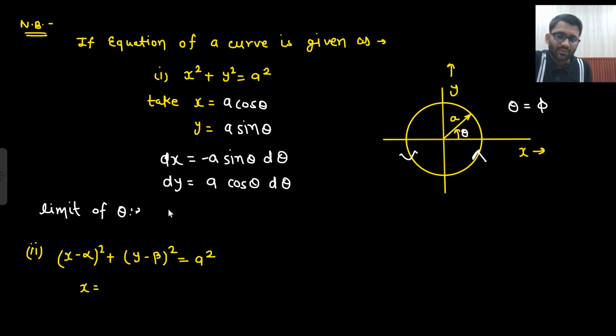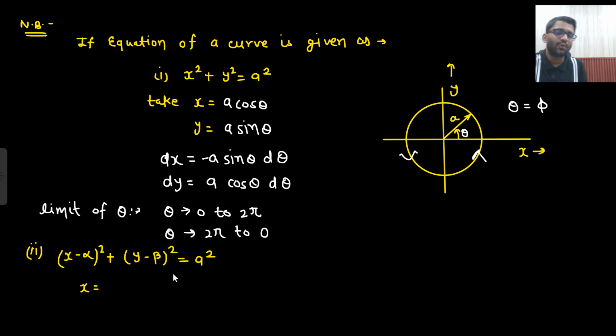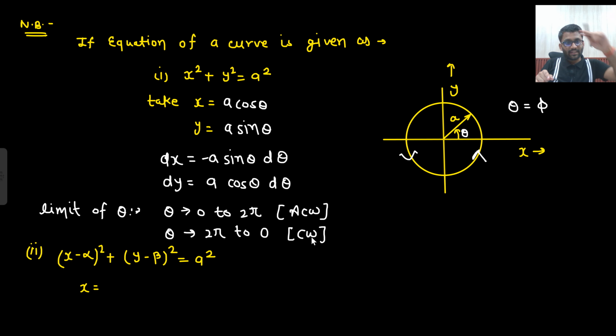So what will be the limit? Theta can go from 0 to 2 pi, or theta can go from 2 pi to 0. But how will you decide 0 to 2 pi or 2 pi to 0? Look, if you are moving in the anti-clockwise direction, that means you are moving like this. So from the x-axis the angle will increase from 0 to 2 pi. So this is your anti-clockwise and this is your clockwise. We are not mugging up anything. We are just building the clear concept. If I am going anti-clockwise, that means my theta is increasing from 0 to 2 pi. If I am going clockwise, that means I am going towards 0. This line is going towards 0, right? Okay then, well and good.